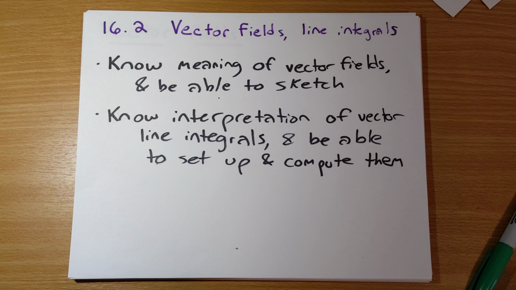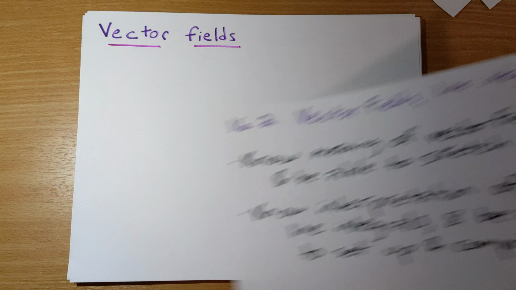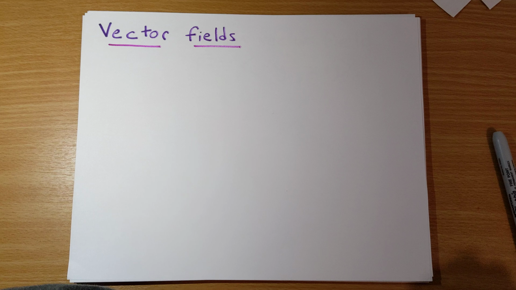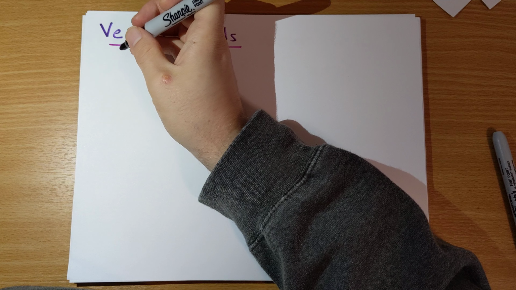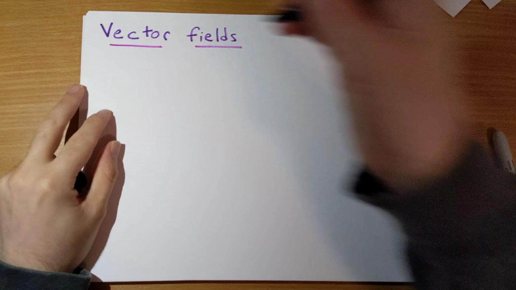So last section, section 16.1, was about scalar line integrals. Now we're going to talk about vector line integrals. Before we get to saying what a vector line integral is, we need to talk about what a vector field is, because that's going to be part of the integrand for our vector line integrals. And as a little bit of motivation for what a vector field is, let's just do a brief review of calculus up to this point.